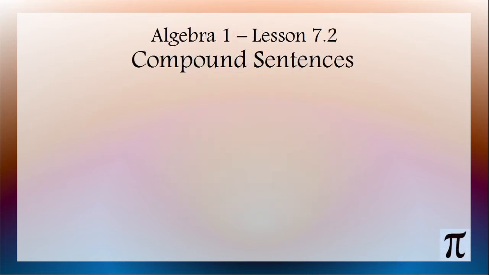Today we are up to section 7.2, where we'll be discussing compound sentences. Let's say we have a sentence like this. x is greater than negative 2, and x is less than or equal to 7. The word "and" makes it a compound sentence.